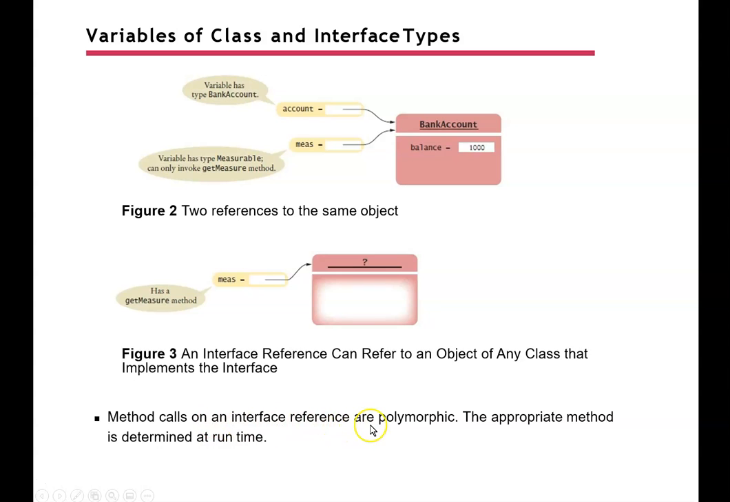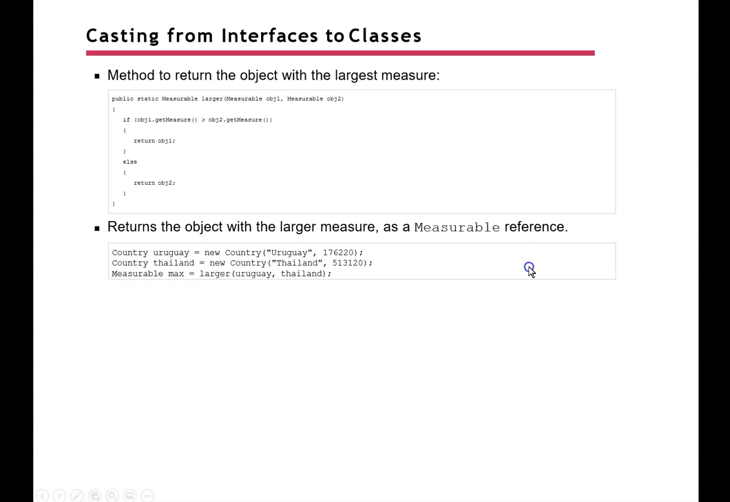Method calls on an interface reference are polymorphic. The appropriate method is determined at runtime. Here is a method to return the object with the smallest measure, using getMeasure. We can cast from an interface to a specific class. By doing that, we can actually access details of the class and still call the actual methods.